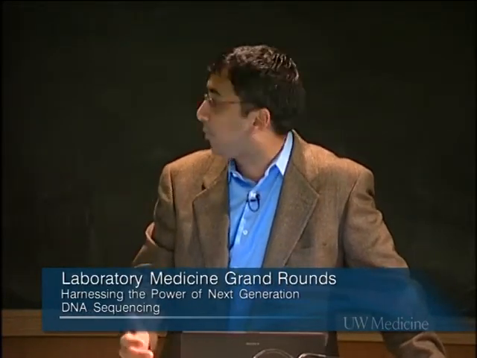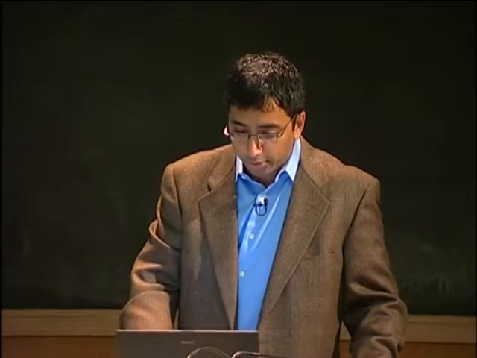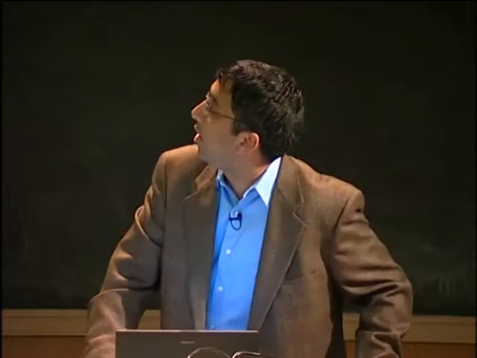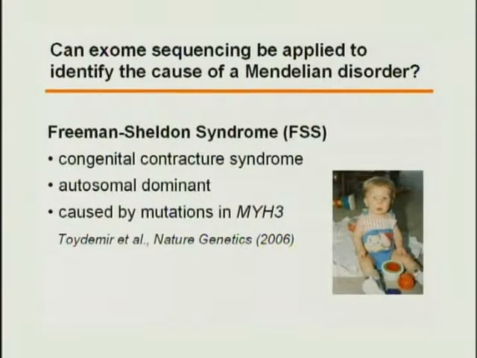Approximately 3,000 Mendelian diseases have been solved using classical linkage analysis or a candidate gene approach, but thousands of diseases remain unsolved, largely because we lack sufficiently complex pedigrees to be able to map the traits with sufficient resolution. So we decided to take a different approach and basically ask, can exome sequencing be applied to identify the cause of a Mendelian disorder? This is a collaboration with a number of individuals here at the U, including Mike Bamshad and Debbie Nickerson.